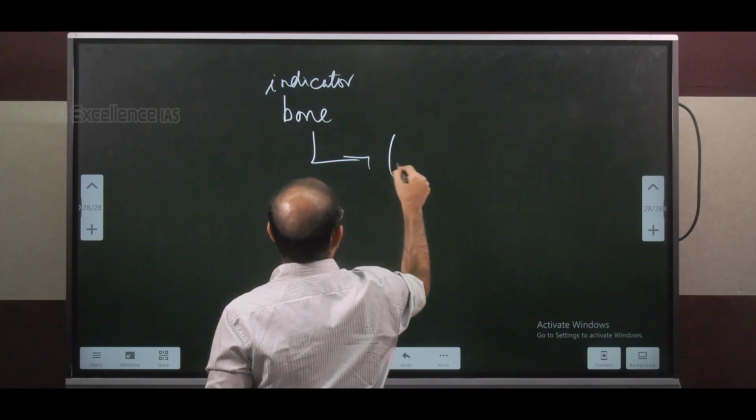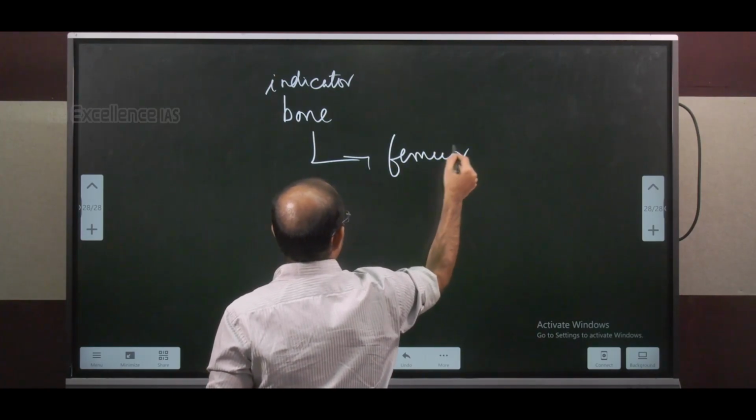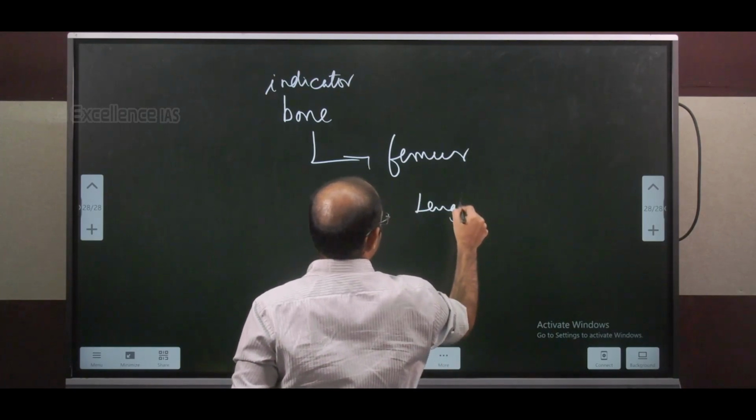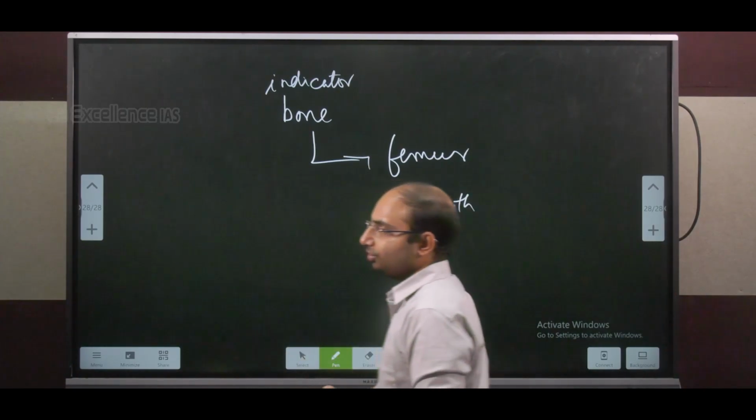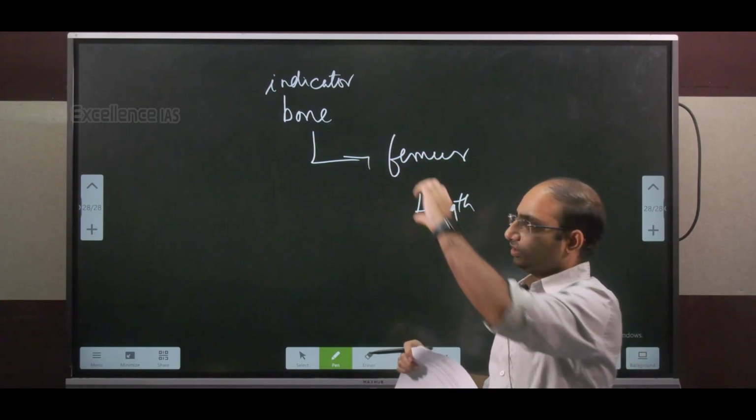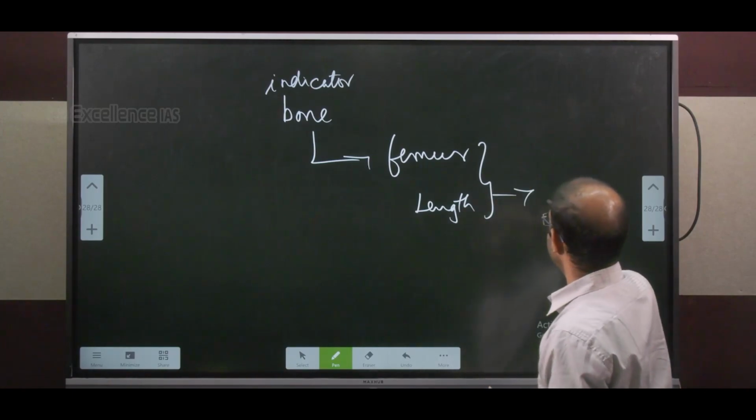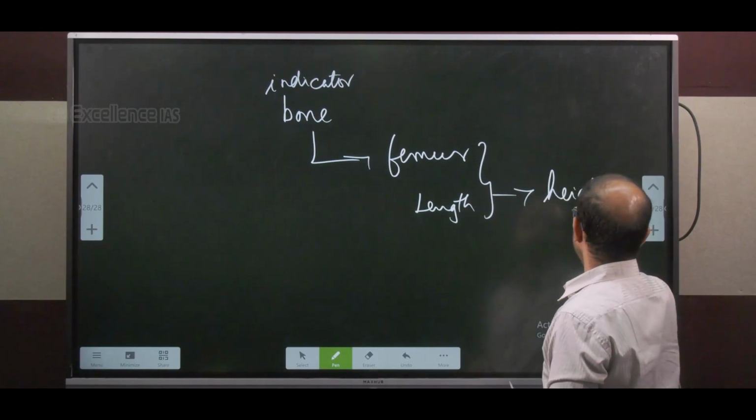Generally, we choose the femur, or thigh bone. You have tables which tell you that this is the length of the femur, and this could be the height of the person. So based on the femur length, we can estimate the height of the person.